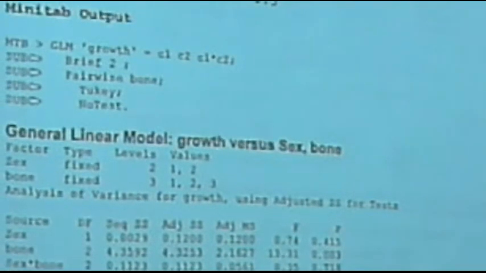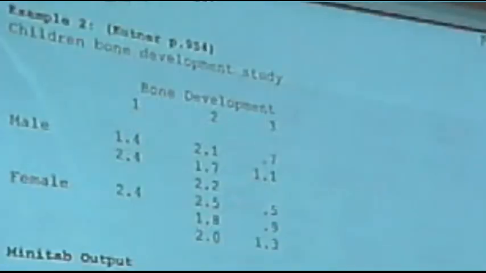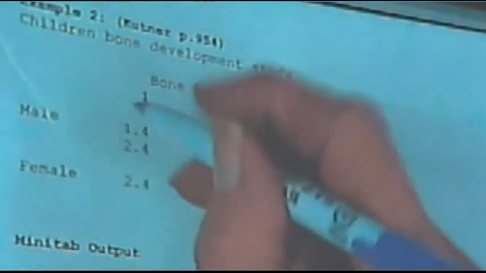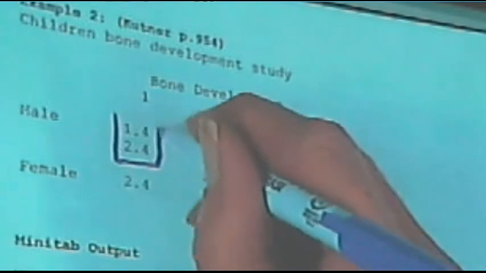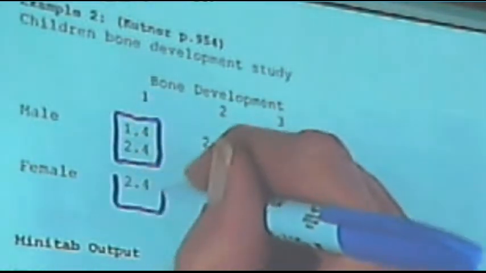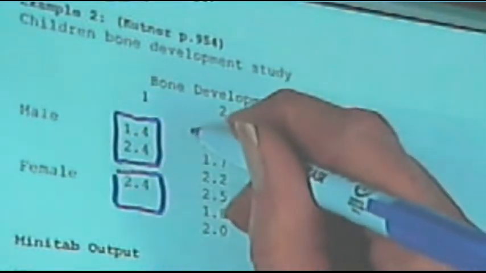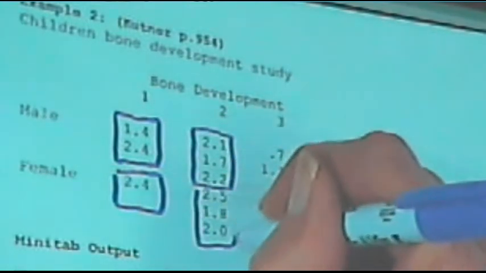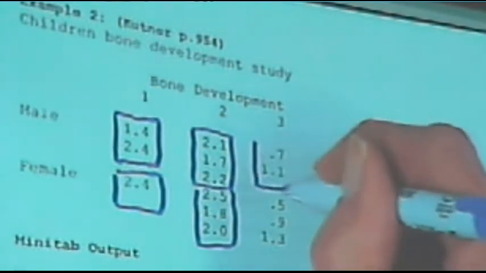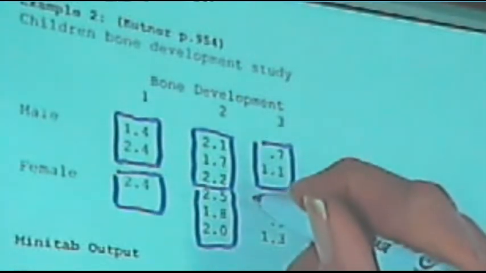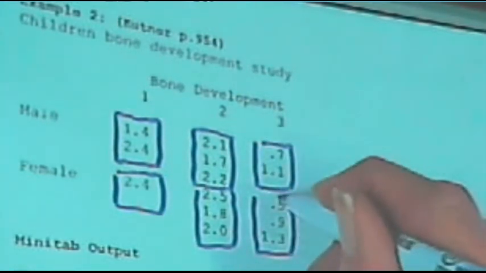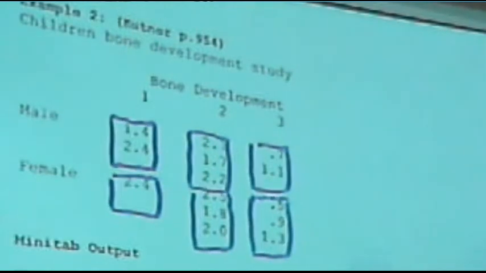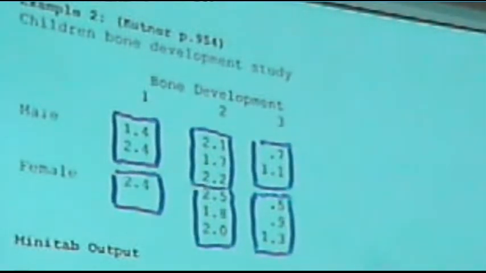Okay, here's another set of data. Again, a very small set of data, as you see here. 2 observations, 1 observation, 3 observations, 3 observations, 2 observations, and 3 observations. So you see we have unbalanced sample size in this 2x3 layout.